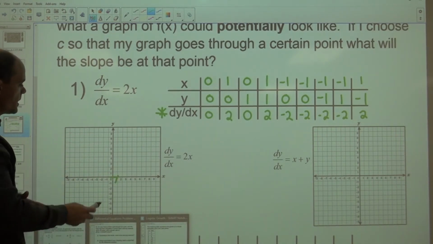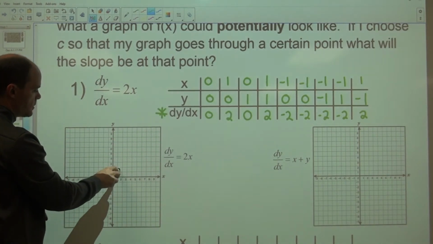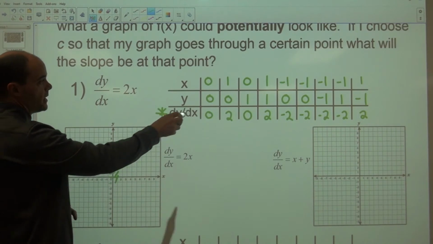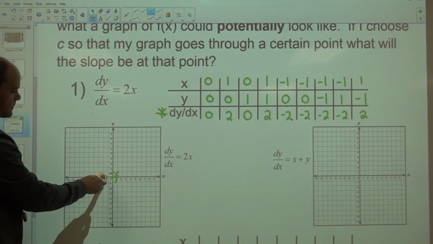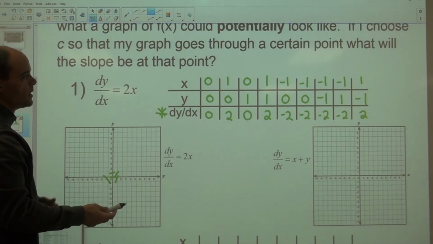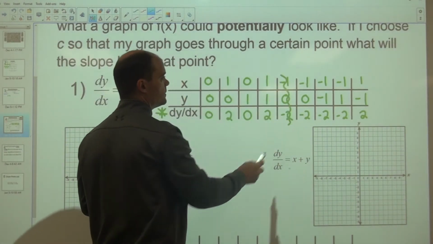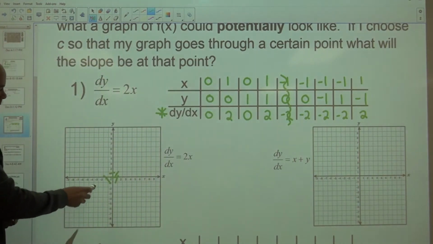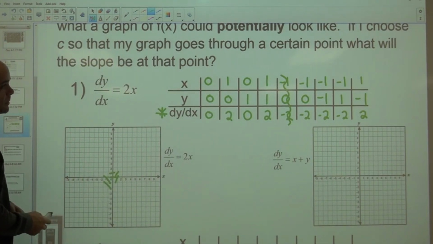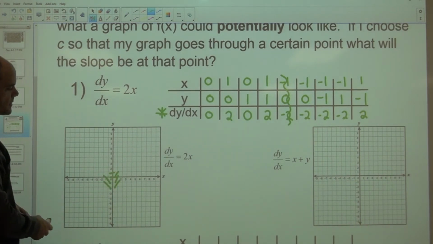At 0, 1, I'd have 0. Another 0. At 1 comma 1, I'd have 2. Another steep one. At negative 1 comma 0, I'd have negative 2. That would go this way. And I just keep going. What about, oh, I did this one twice, didn't I? Well, I don't need you twice. At negative 1, I'd have another line that's equally as steep like this. At 1 comma negative 1, I'd have another line that's steep like this.